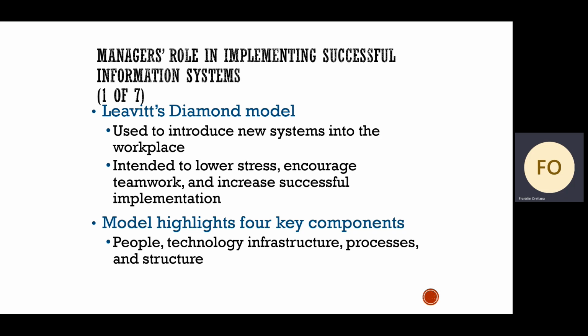An organization's information system operates within a context of people, technology, infrastructure, structure, and process. This kind of model is known as the Leavitt diamond, and it was defined by an American psychologist and organizational scientist. Organizations use this kind of model to introduce new systems into the workplace in a manner that lowers stress, encourages teamwork, and increases the probability of a successful implementation.